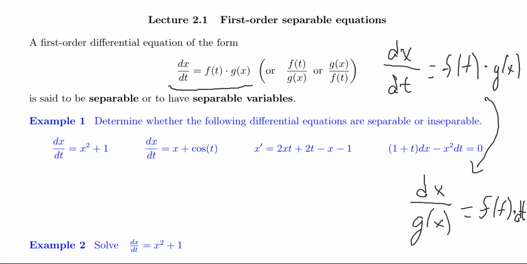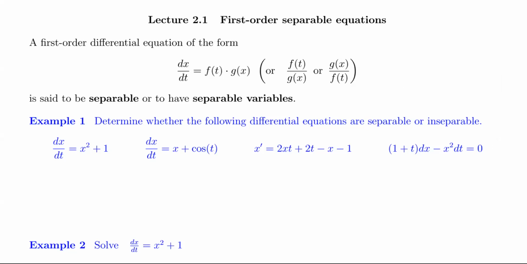So now what we have done is we have separated our variables. On one side of the equation, we only have x's. On the other side, we only have t's. And again, if we had dx/dt = f(t)/g(x), or dx/dt = g(x)/f(t), if either of those occurred, then we would also have an equation where we could separate our variables.